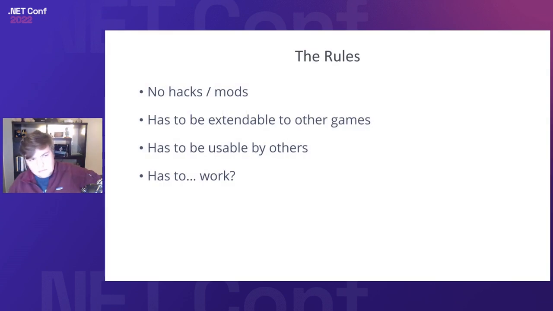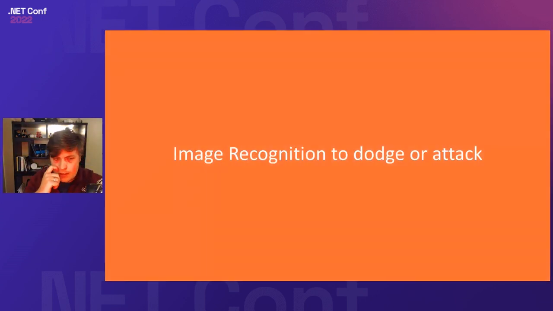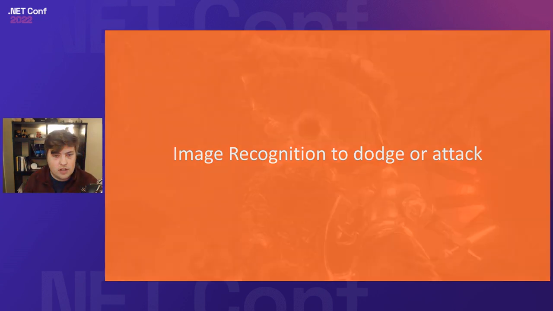So a couple rules: no hacks or mods. The concept has to be able to extend to other games. It has to be usable by not just me. That's kind of the whole point. And it has to actually work. It has to make the game more accessible, more usable for different people. And the first thing I started with is doing image recognition and computer vision to figure out when to dodge or attack. And essentially it looked like this.